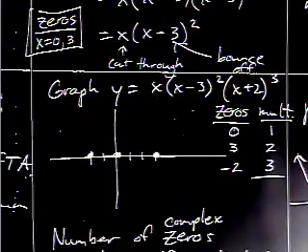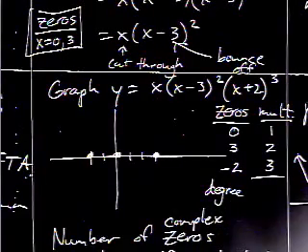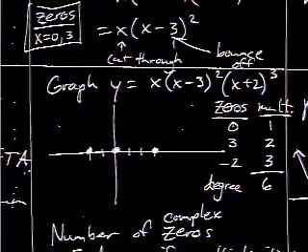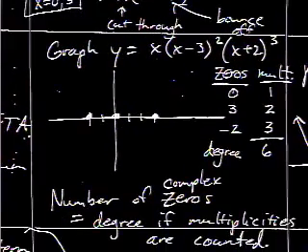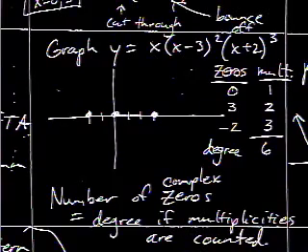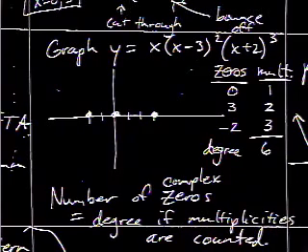So what's the degree of this polynomial? The degree of this polynomial is 6. Okay? Because of the next theorem that we really talk about, the number of complex zeros equals the degree if the multiplicities are counted. We use the word complex because they don't have to be real, they could be imaginary.